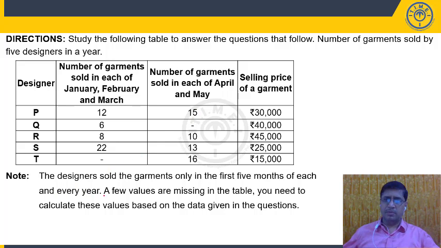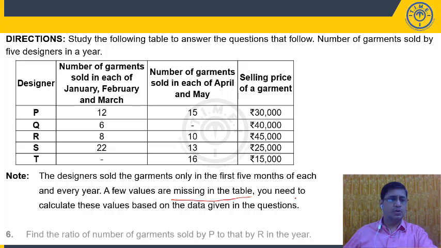Now look at the bottom here, a footnote is given. The designers sold the garments only in the first 5 months of each and every year, first 5 months only. A few values are missing in the table. You need to calculate these values based on the data given in the questions. So whenever required, we need to calculate those values. Okay, am I clear?